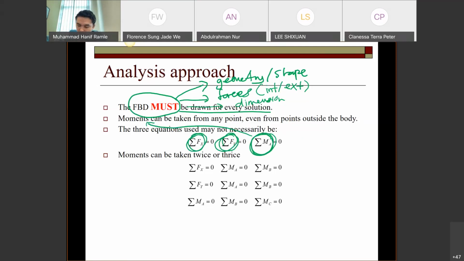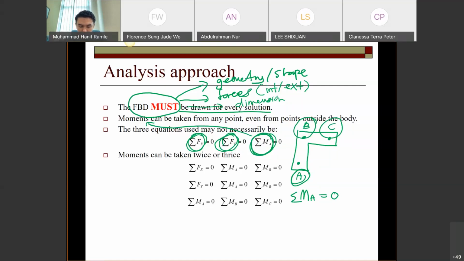So let's say you have this simple rigid body. You have 3 different points there: A, B, and C. You can take moment from any point. You can calculate moment from any point. Let's say you are calculating moment about point A. Then you will get some equation later on. If you don't want to have the moment at point A, you can take point B or C. You will go through this later on.